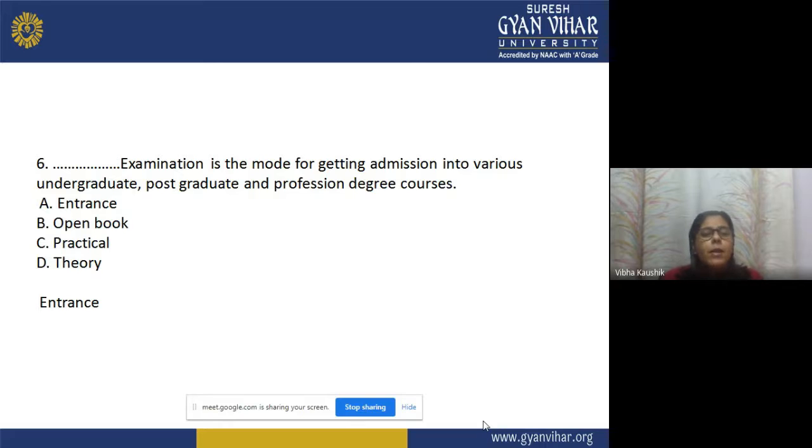Now the sixth one. Dash examination is the mode for getting admission into various undergraduate, postgraduate, and professional degree courses. Now, what is that mode? Options are A. Entrance examination, B. Open book examination, C. Practical examination, or D. Theory examination. So, the correct answer is option A, that is entrance examination is the mode for getting admissions.